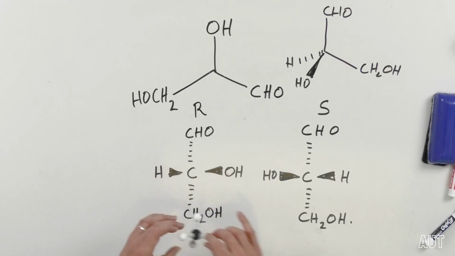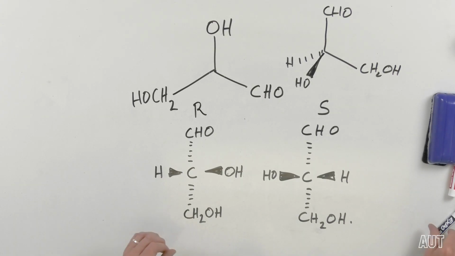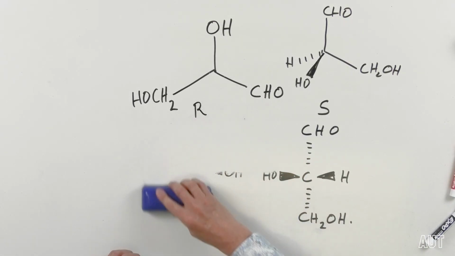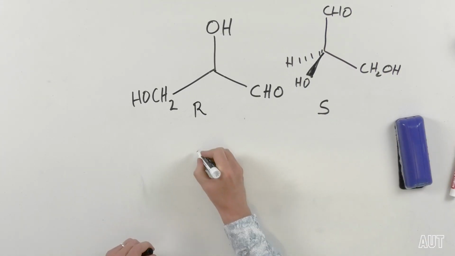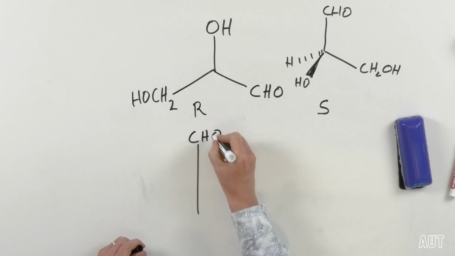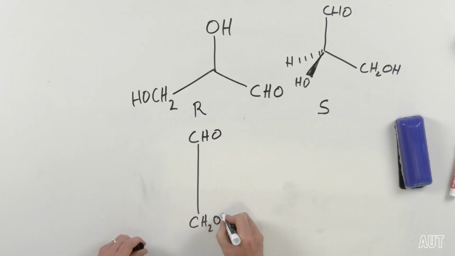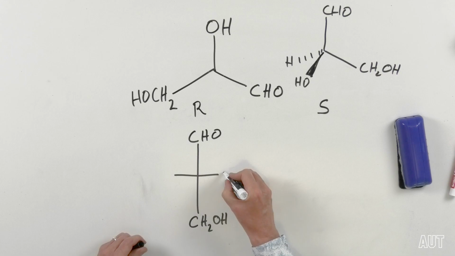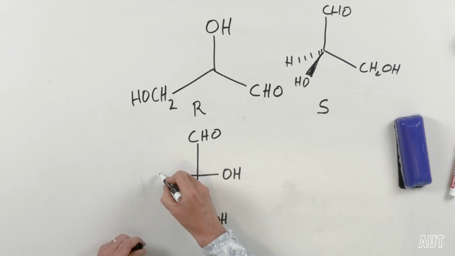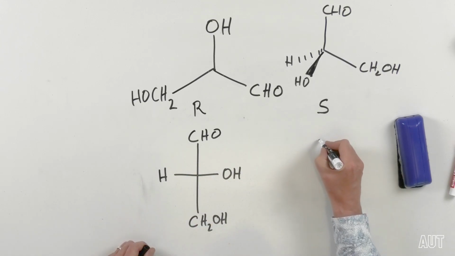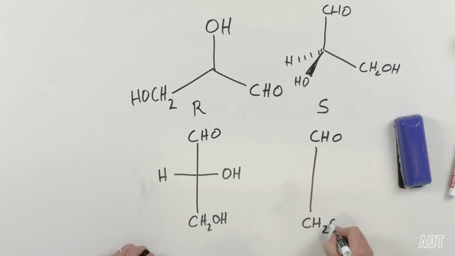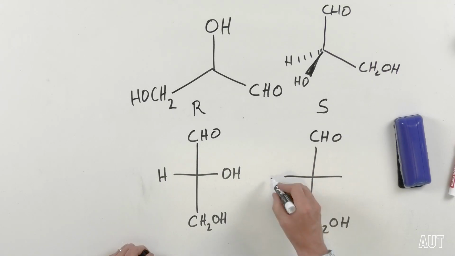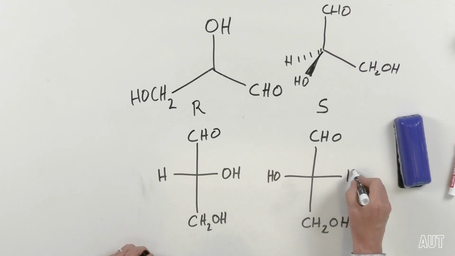I'm going to squash it flat, and when I do that, what I'm going to get is something that looks like this. CHO, CH2OH, and we're going to have the OH that side, we're going to have the H that side. The enantiomer is going to look like this. CH2OH, like that. We're going to have HO, and we're going to have H. Okay.